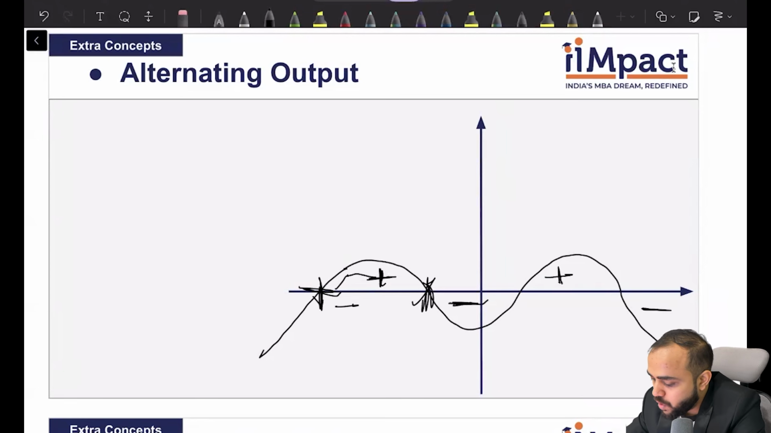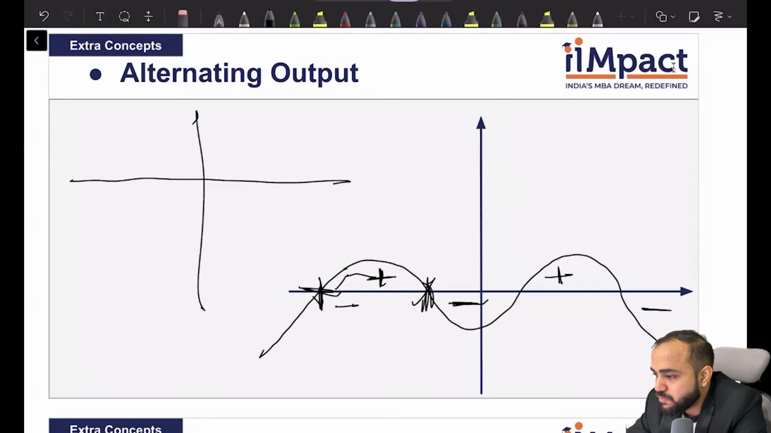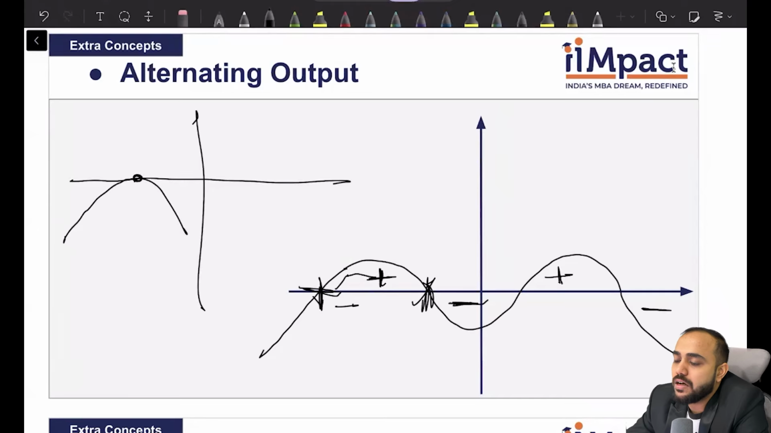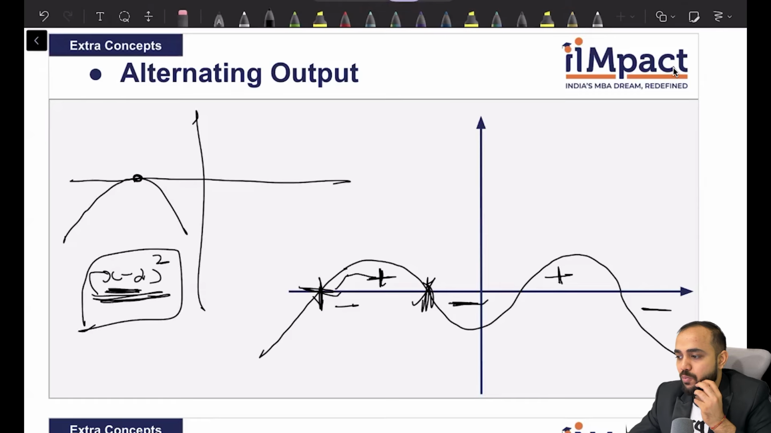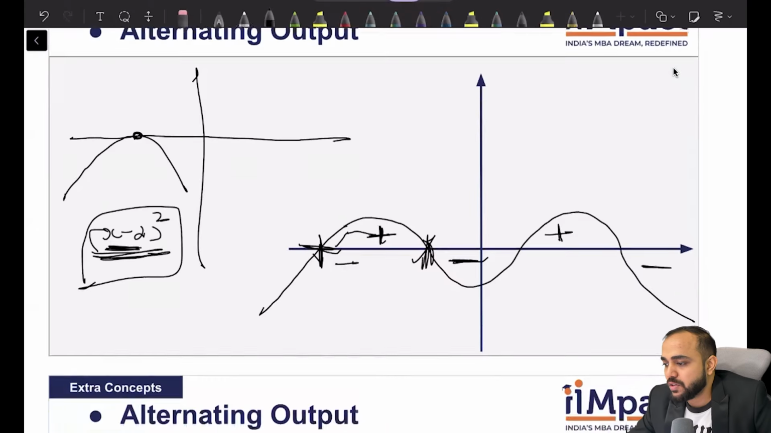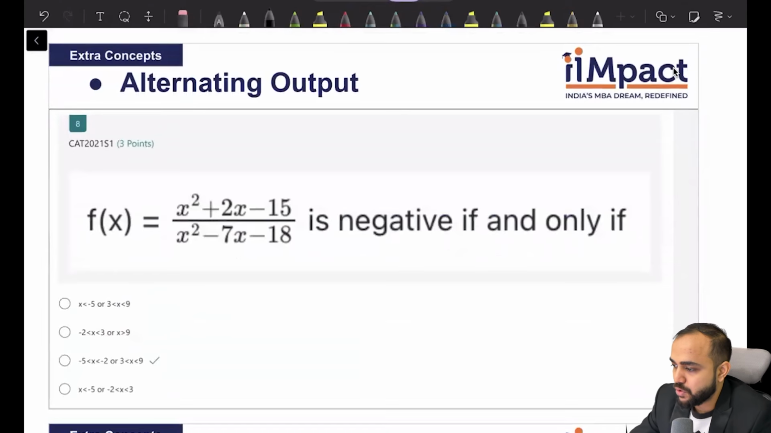The only way to avoid this at the intersection with the x-axis is that you touch it and come back. And touching and coming back is what? Having repeated roots, which is what? Having an (x minus alpha) square situation in your factor format. And this is clear, right? Doesn't matter if x minus alpha is negative or positive, on either side of alpha the outcome will be positive. So the sign will not change. You can have a question on this.